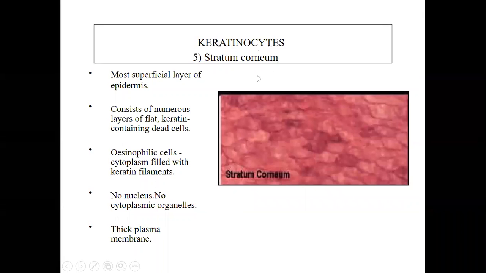And then the last, final layer is the stratum corneum. It is the most superficial layer of the epidermis. It consists of numerous layers of flat, keratin-containing dead cells. The cells are eosinophilic, usually appearing pinkish in color. The cytoplasm is filled with keratin filament. There is no nucleus and no cytoplasmic organelles present within the cell because the cell is already dead. And it also has a thick plasma membrane.